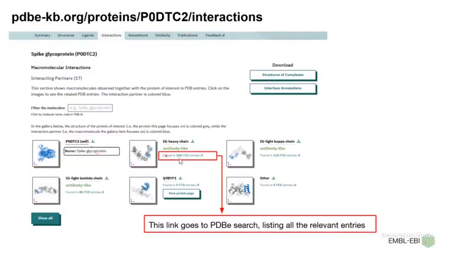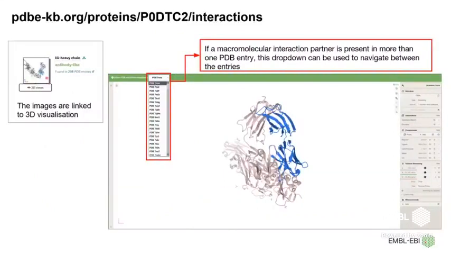And this link takes you to all the relevant entries in which the interacting partner is this particular protein with your protein of interest. You can view the specific protein page for the interacting partner by clicking on the View Protein Page button. Similar to the ligand section, over here as well, each image in the gallery is linked to 3D visualization, clicking on which you will see a small Mol* window showing you the interacting partner and your protein of interest. If a molecular interaction partner is present in more than one entry, you can use this drop-down button and navigate between different entries.